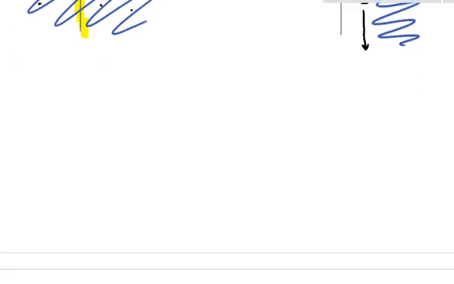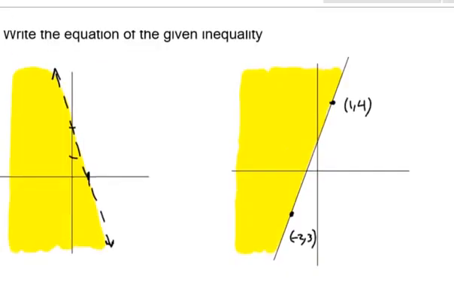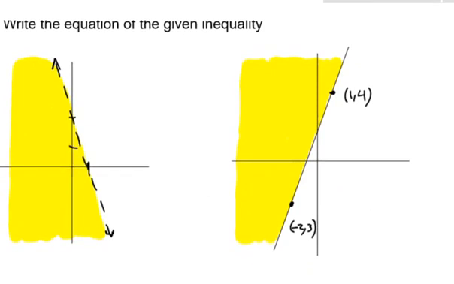The last thing we've got is, here's the inequality, write the equation. So the first thing is going to be write the equation of the line, and then figure out if it's greater than or less than. We're going to start here with the one on the left.